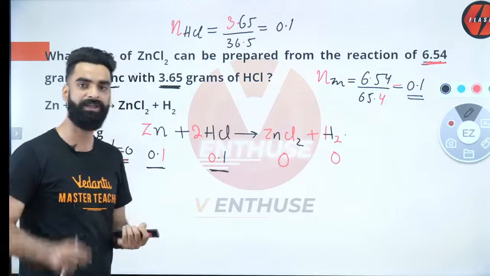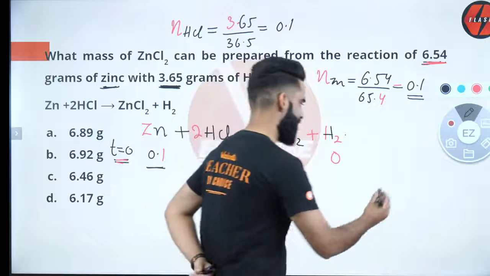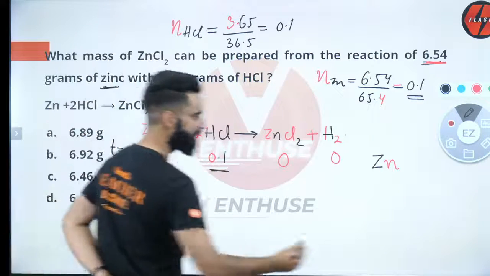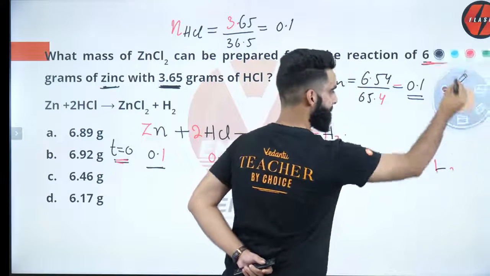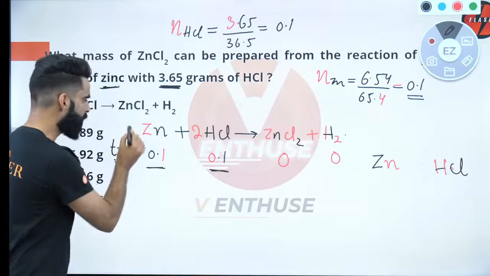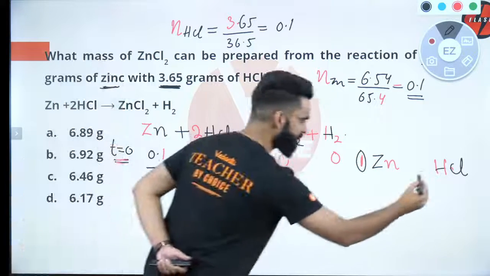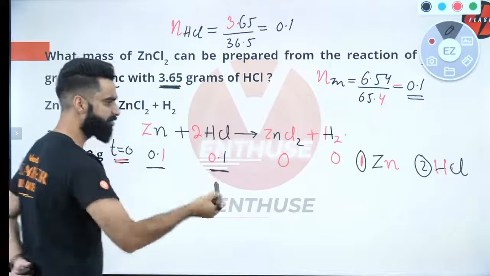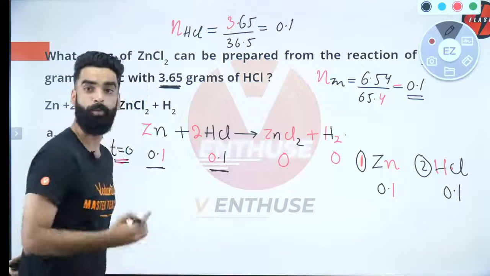And how do I check that? By simply following the stoichiometric ratio. Have a look guys. This is my reactant, zinc, and similarly I have HCl as another reactant. What is the stoichiometric coefficient of zinc? It is 1. What is the stoichiometric coefficient of HCl? It is 2. Correct? How many moles of zinc and HCl do I have? 0.1, 0.1, right?